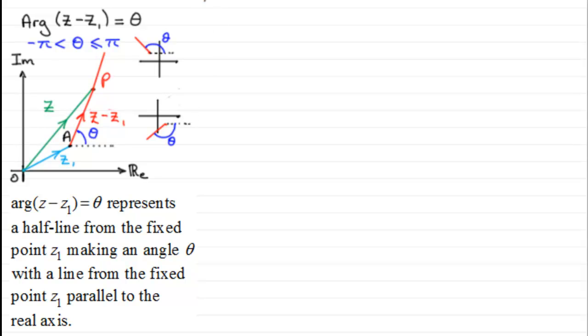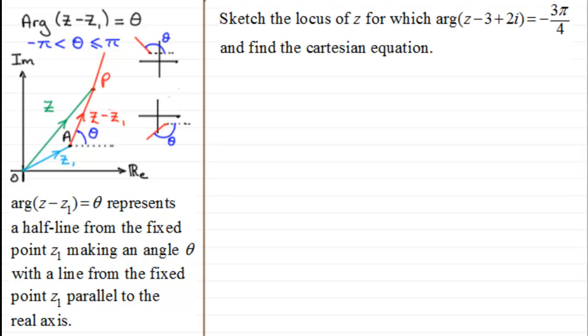Now I've got an example here that I would definitely encourage you to have a look at because it throws up some different ideas. We've got to sketch the locus of z for which the arg of z minus 3 plus 2i equals minus 3 pi over 4, and also find the Cartesian equation. If you'd like to give this a go, just pause the video, come back when ready, and you can check your solution with mine.